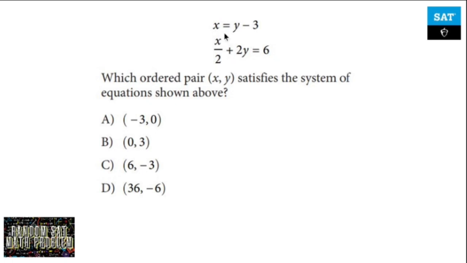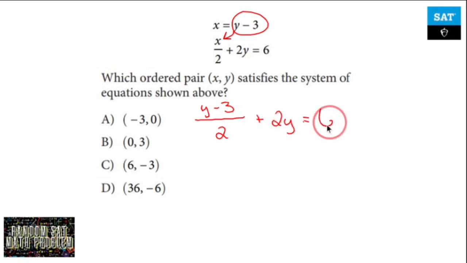If one of your equations is already solved for a variable, you circle that and prepare to write the other equation, but replace that variable with the blob. So I'm going to rewrite the bottom equation, changing x into y minus 3, because x is y minus 3, over 2 plus 2y equals 6.